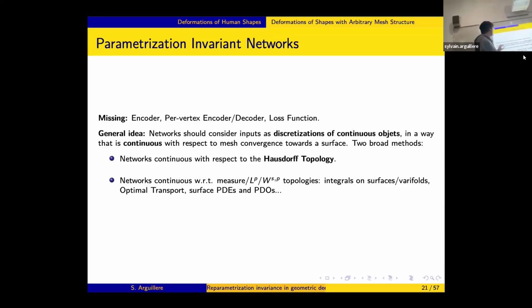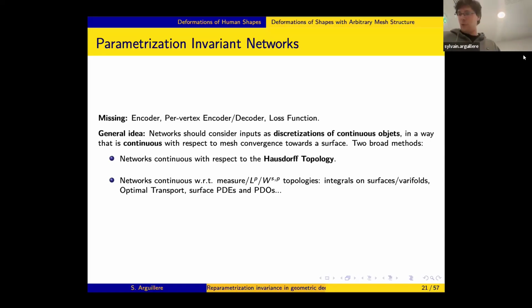The first is the case of networks that are continuous with respect to the Hausdorff topology. So they take as input clouds of points of any size, and they output something that is continuous with respect to the Hausdorff topology. And you can also have networks which are continuous with respect to measure topology, if you understand surfaces as measures and then you integrate things on them, or you can do surface PDEs or PDOs with finite element methods or with other solvers or things like that. And that's the general way that we've been doing this.